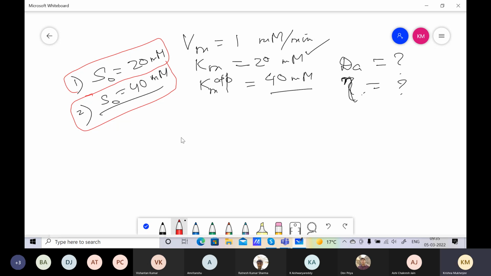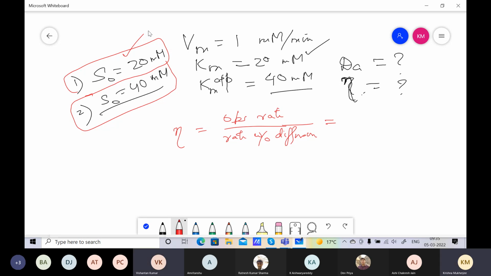First let us find the efficiency. Let's go. What will be the efficiency? Observed rate upon rate without diffusion. Let us use first principles. Let us not follow formulas. What is the observed rate at S naught is equal to 20?